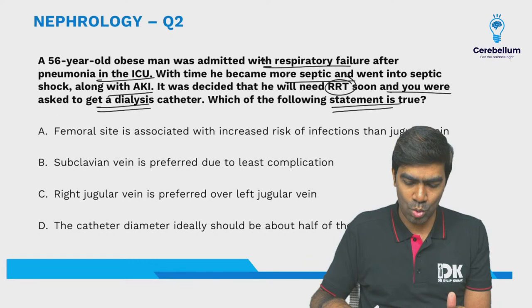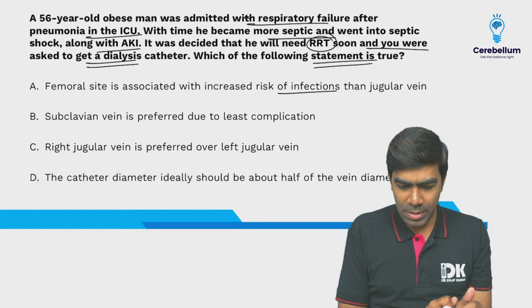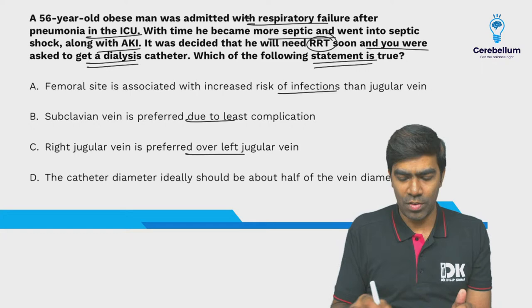Option A states femoral site is associated with increased risk of infections than jugular vein. Option B, subclavian vein is preferred due to least complications. Option C, right jugular vein is preferred over the left jugular vein. Option D, the catheter diameter should be about half of the vein diameter.